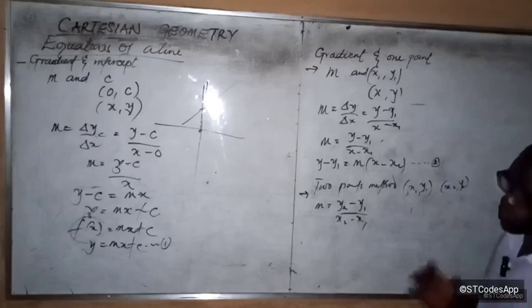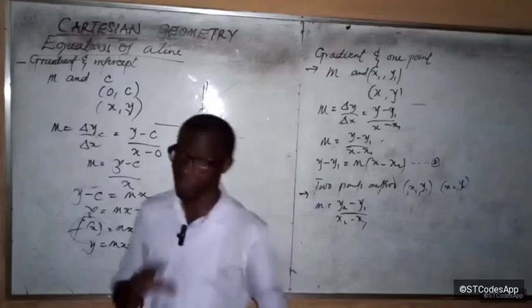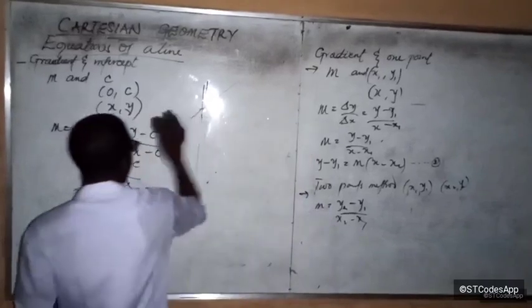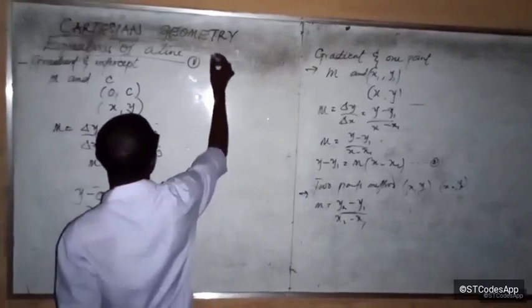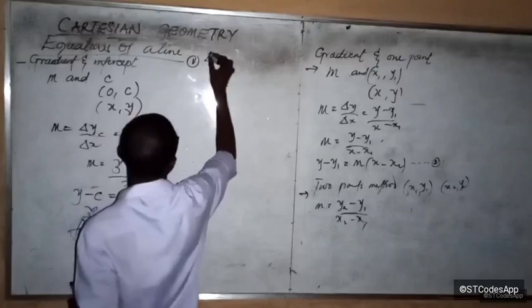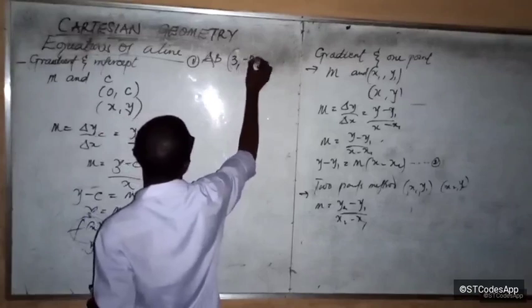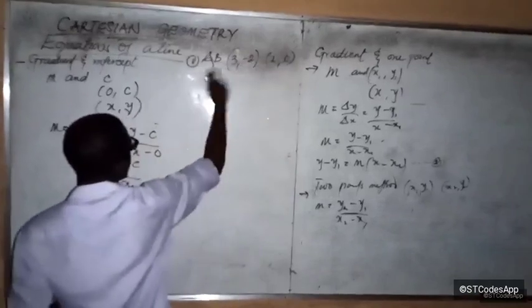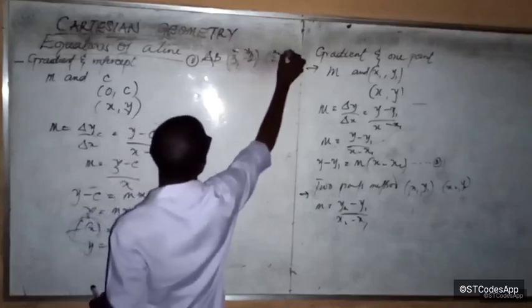Is that okay? So let's solve some questions. What if we have a question like, we stopped solving questions from the midpoint, so I'm going to start with a question that deals with the midpoint. What if a question says, find the midpoint of a line AB with the coordinates 3, minus 2 and 2, 0. If you are told to find the midpoint here, this will be your x1, y1, x2, y2.